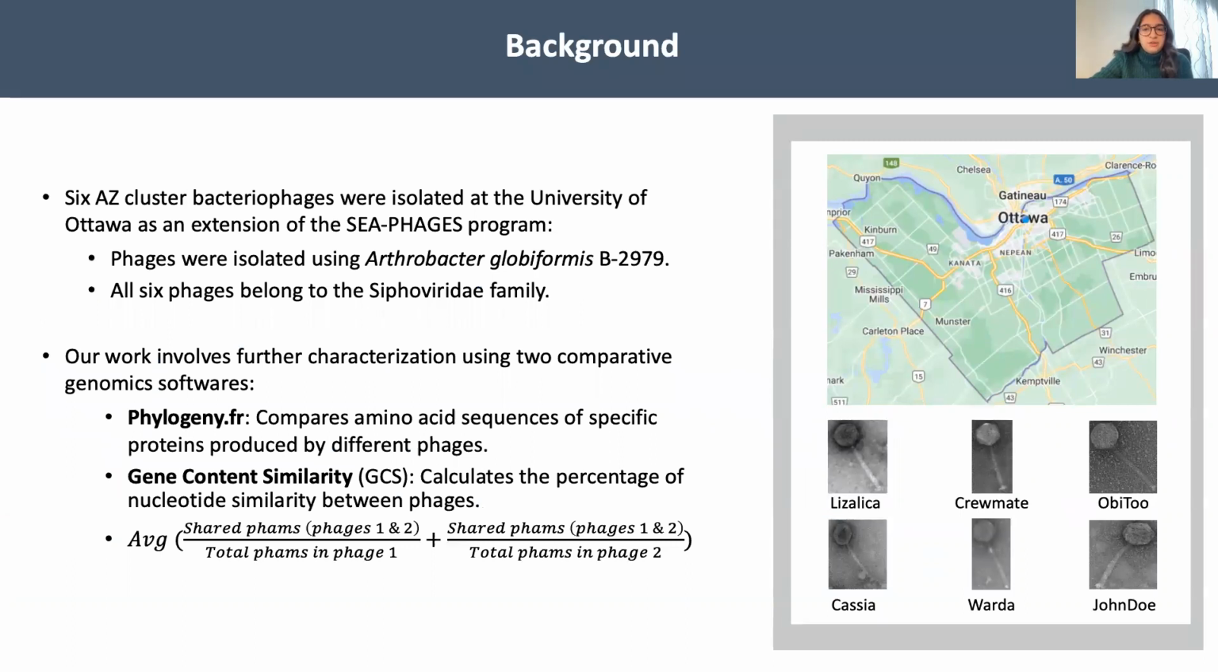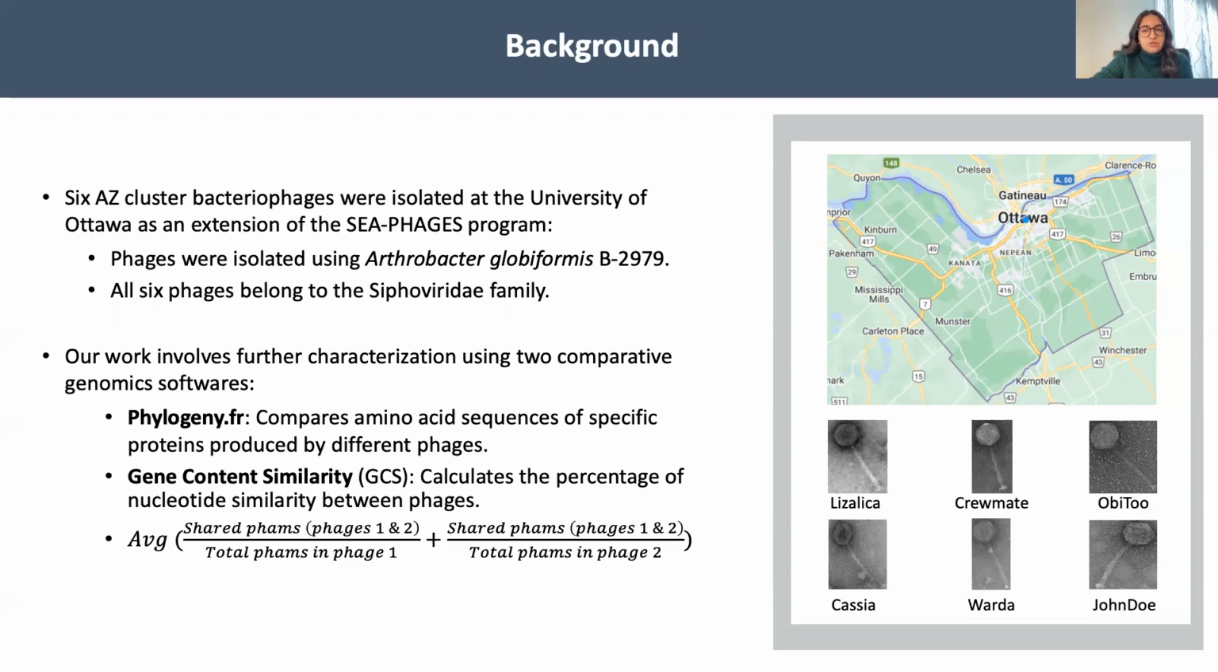So 6 AZ cluster bacteriophages were isolated at the University of Ottawa as an extension of the C-phages program. Phages were isolated using Arthrobacter globiformis, or B2979, as the host bacteria. And as we can see from the TEM images, all 6 phages belong to the Siphoviridae family, as they all had the characteristic tail and the icosahedral capsid head.